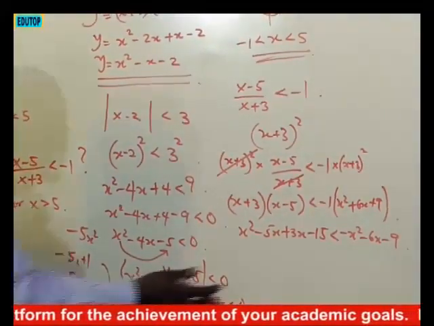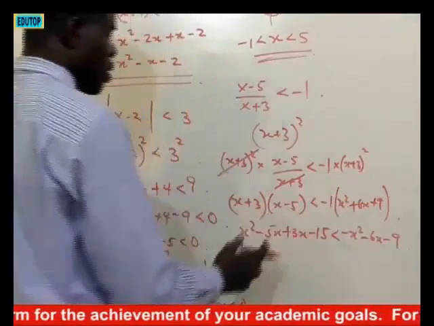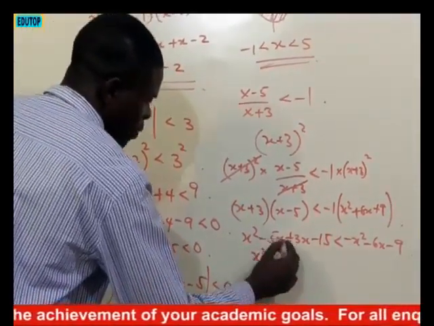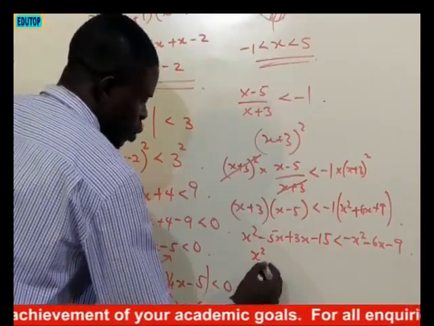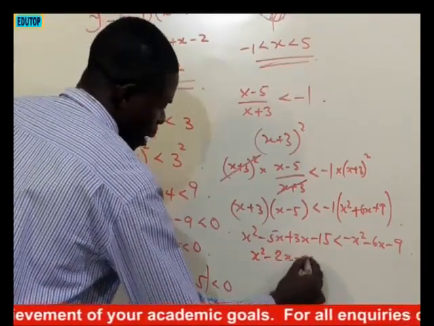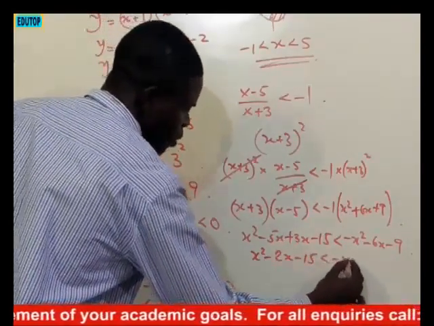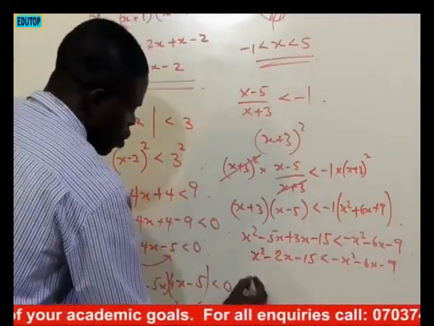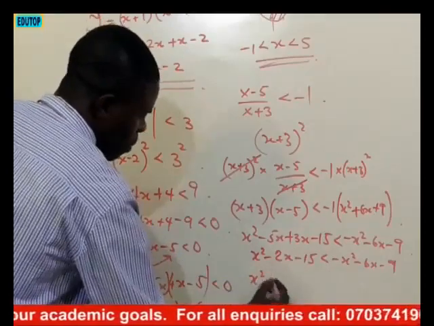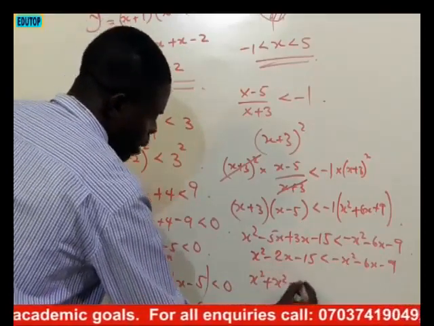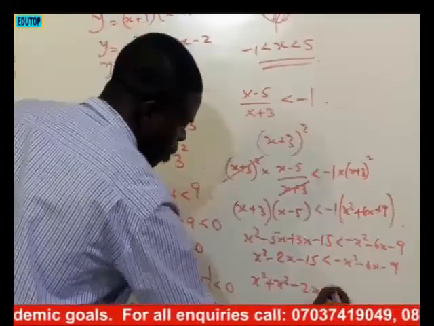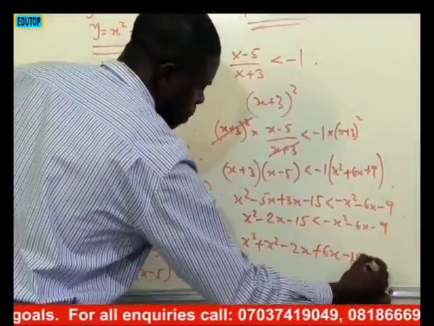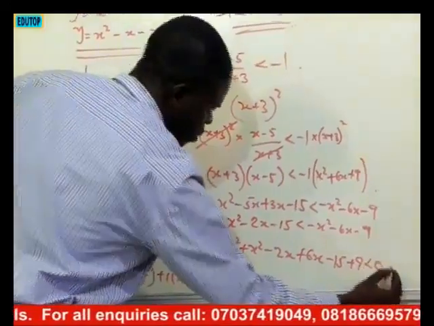Then the next thing is, let's transfer all what you have got here to this side. By so doing, let's simplify this. x squared minus 5x plus 3x, that definitely will give us minus 2x minus 15 less than minus x squared minus 6x minus 9. So let's transfer everything. You have x squared, this one comes here, becomes plus x squared. This one is minus 2x, this one comes here, becomes plus 6x. This one is minus 15, this one comes here, becomes plus 9, less than 0.